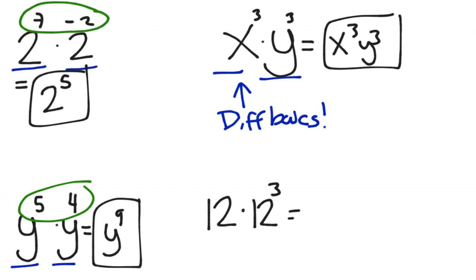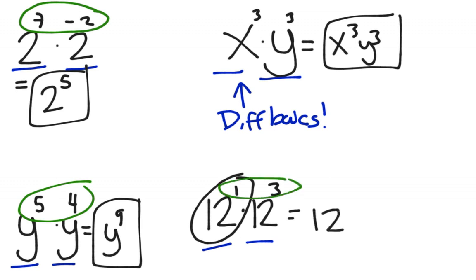Down here I have 12 times 12 to the third, and this one is tricky. If we don't write an exponent, we have to assume the exponent is 1. I have the same base, which is 12, which means my answer is 12. 1 plus 3 is 4, so I have 12 to the 4th power.